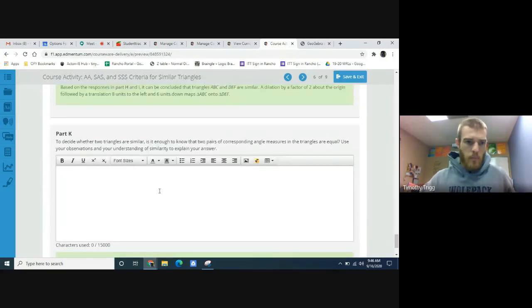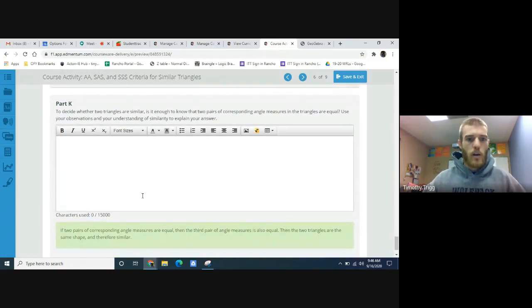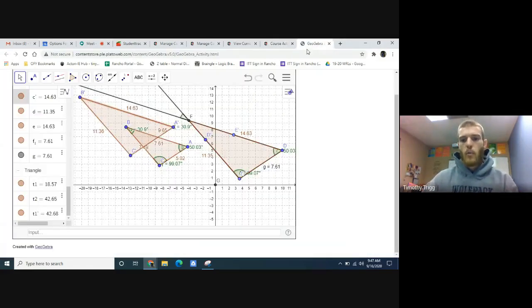Part K, that's the last part on this page. To decide whether two triangles are similar, is it enough to know that two pairs of corresponding angle measures in the triangles are equal? So in this case, yes, because we forced two of the angles to be the same as two of the angles here. And once we force the two angles to be the same, it automatically forced the third angle to be the same. You can see that here. Okay. So that's what we want to say, that when you force two angles to be the same, it'll force the two triangles to be similar.